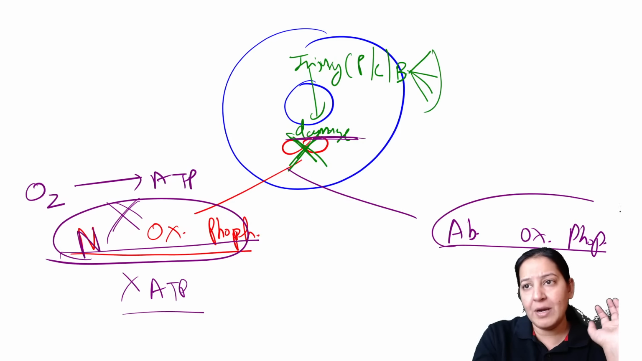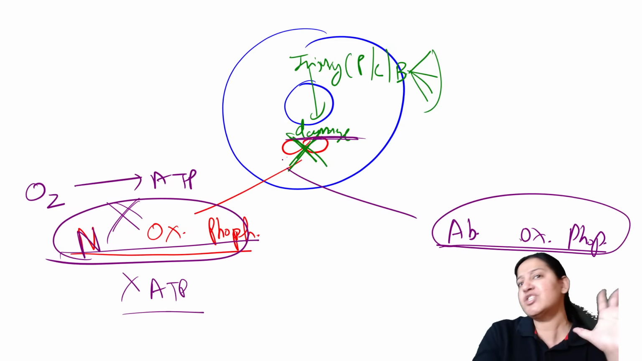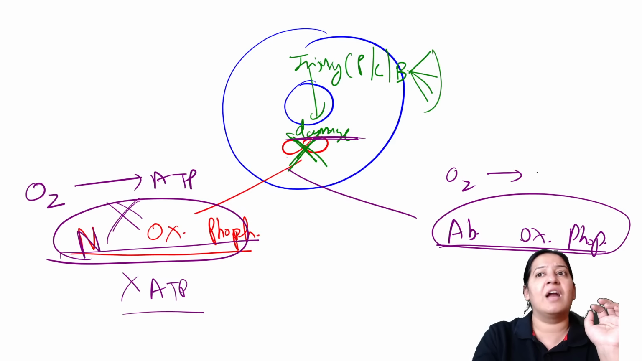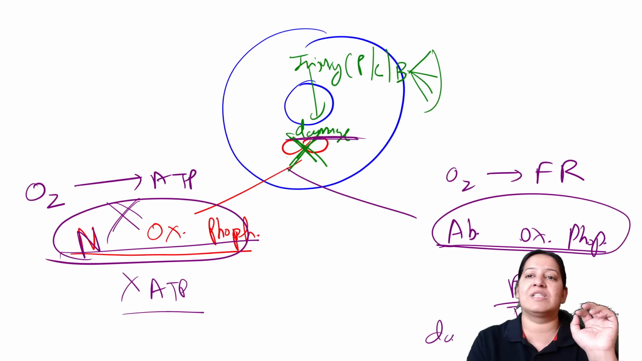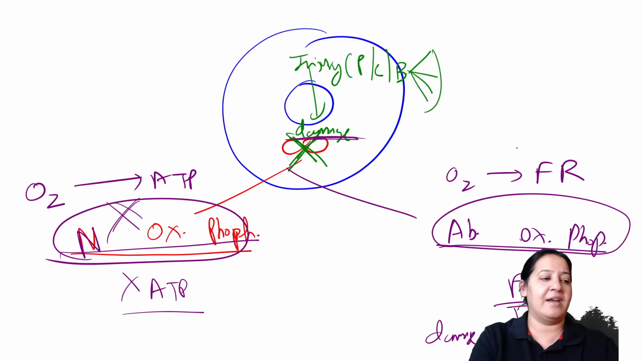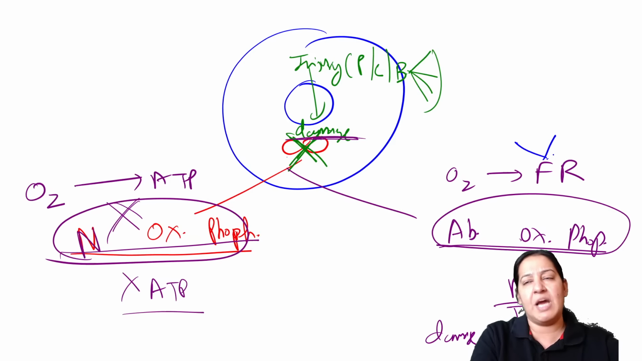But in abnormal oxidative phosphorylation, which takes place in damaged mitochondria, oxygen gets converted into free radicals. So here free radicals are formed. The free radicals will cause damage to the cell. There are three types of free radicals. What are the three types of free radicals? Can anyone tell me? Can you enumerate the three types of free radicals?